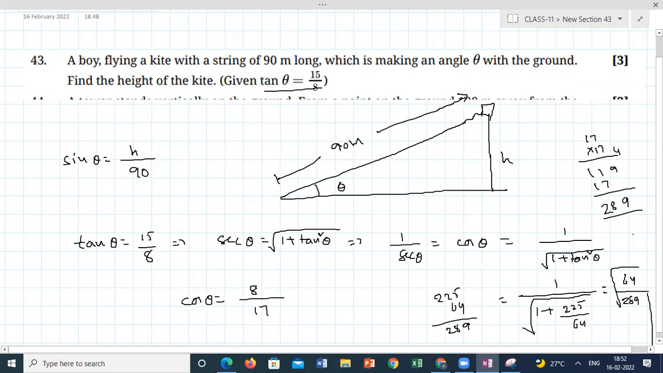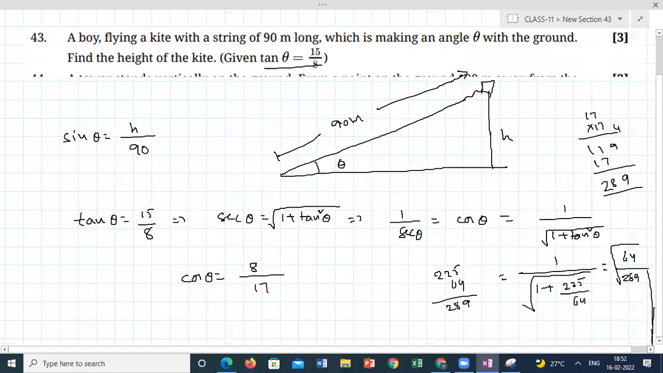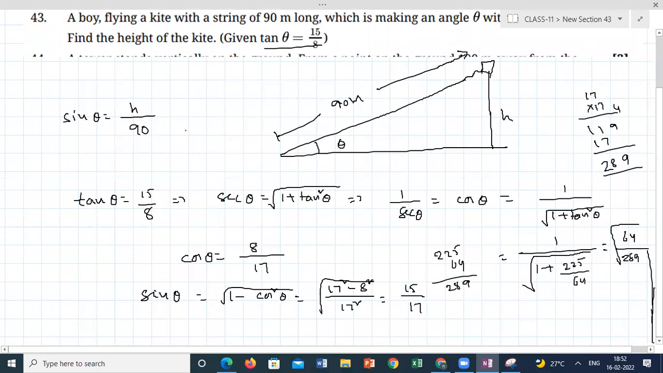Now, if cos theta is equal to 8 by 17, what about sin theta? Sin theta will be equal to how much? Root of 1 minus cos square theta, which will be root of 17 square minus 8 square by 17 square, which will give 15 by 17. So now I got the sin theta value, which is equal to 15 by 17.